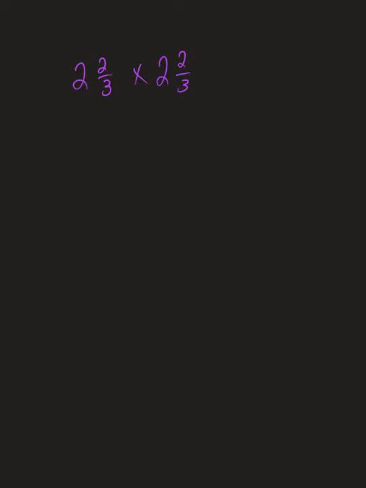So my first step is that I want to make these mixed numbers into improper fractions. So I'm going to multiply first, and then I'm going to add in the numerator. So 3 times 2 is 6, plus 2 is 8. So we have 8 over 3 times 8 over 3.